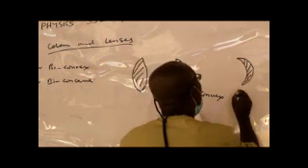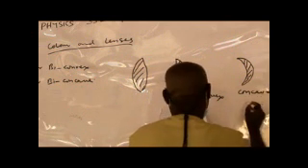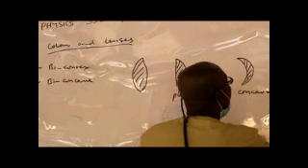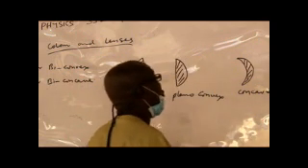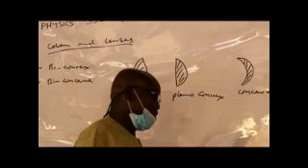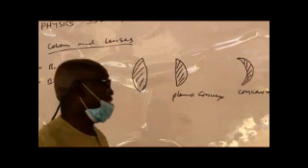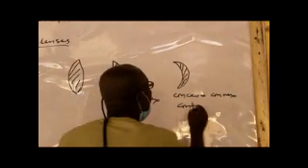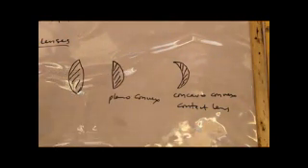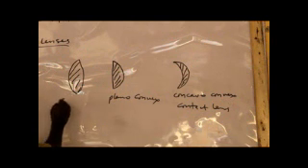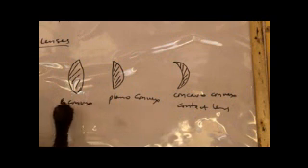This is concavo-convex, or converging meniscus. This one is used to correct eye defect. It is used as a contact lens to correct eye defect. So it is used in the lab too. This converging meniscus, concave on one side and convex on the other. So it's the same thing.